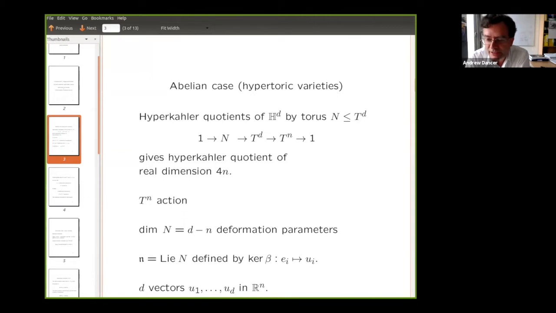This, of course, is intended to be reminiscent of the classical case of toric varieties, where you have a Kähler manifold, Kähler variety of complex dimension n with a T^n action.